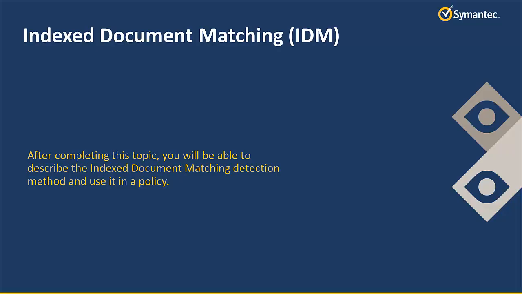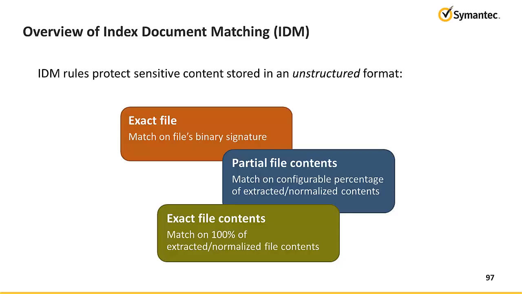Indexed document matching, or IDM. In this topic, we will describe the indexed document matching detection method and how to use it in a policy. Organizations can generate vast amounts of unstructured, confidential, and proprietary data that take many different forms. Some examples of such unstructured data include design documents, CAD drawings, and financial reports.